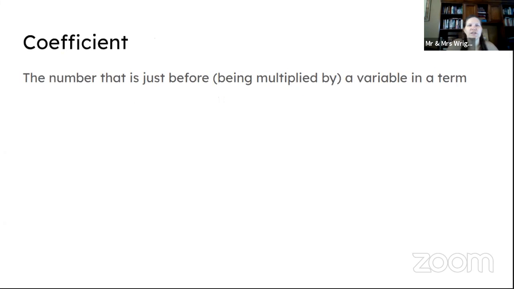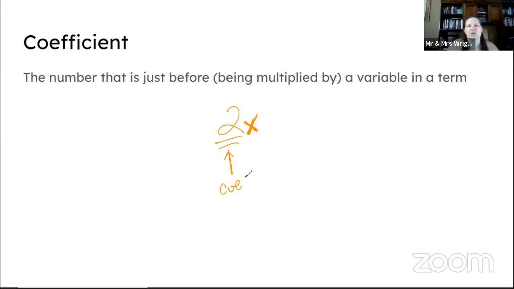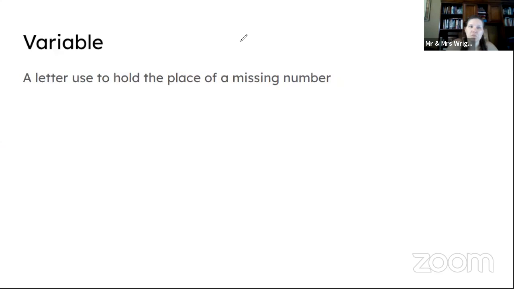All right, a coefficient is the number just before a variable term. So if you have something like 2x, the number 2 before the variable, x is the variable, the letter is the variable, the number 2 before that, this is the coefficient. A variable, this is the letter that holds the place of a missing number. So going back to 2x, the x is our variable.